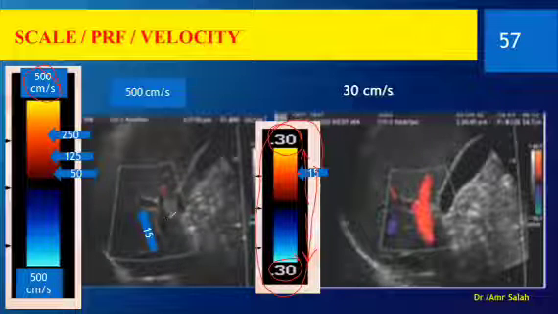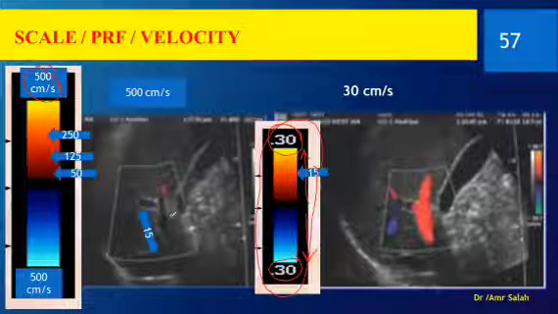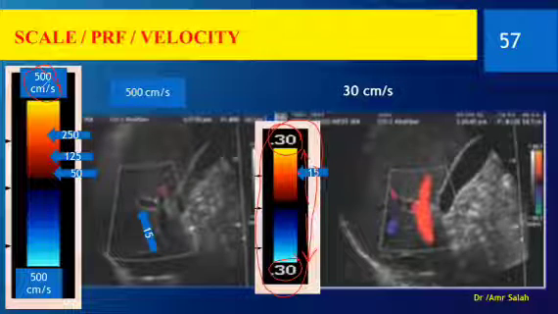Does this mean that there is no flow in here? That there is no velocity here? There is, but the fact of the matter is that it is very low for the scale. It is very low for the scale to be depicted.